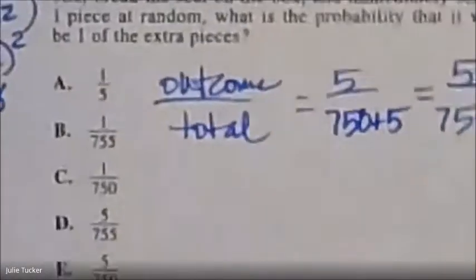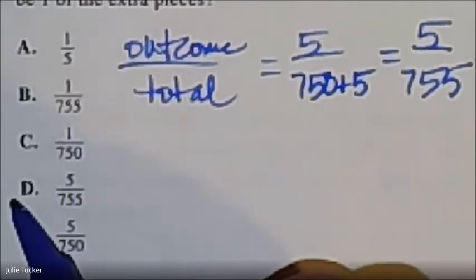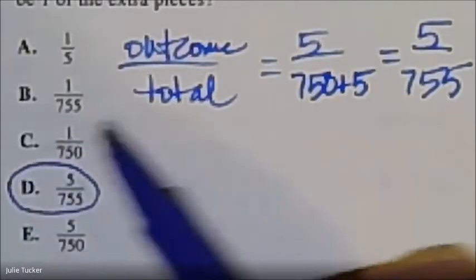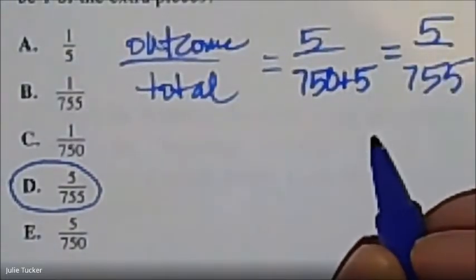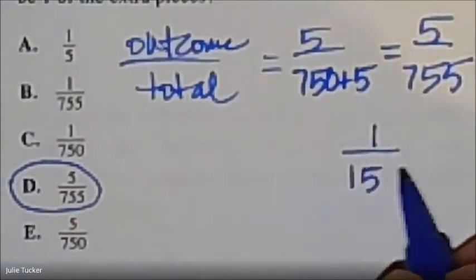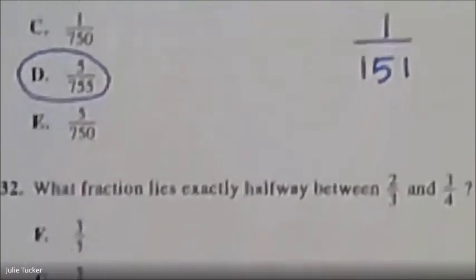Now, how come none of their answers say that? Oh, they do have it. It's D. But it's really strange that they didn't reduce it. But oh well, they didn't. So this is the answer. You know, they could have reduced it by 5 and they would have had 1 out of 151. So it's interesting that they chose not to reduce it, but I don't know why.